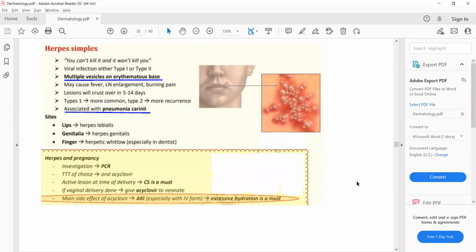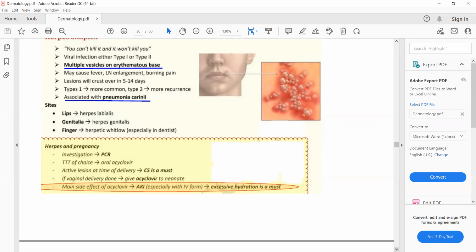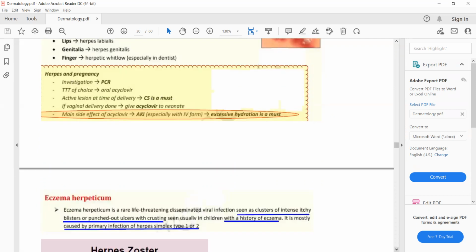So herpes simplex can cause a skin infection that will present to you with multiple vesicles on erythematous base and burning pain. And there will be fever and lymph nodes involved. So systemic signs and symptoms will also be present along with the formation of vesicles. And depending upon the sites of these infections, they can be called herpes labialis, herpes genitalis, and herpetic whitlow. And some points about herpes and pregnancy that we discuss in gynecology and obstetric chapters: oral acyclovir is given, and if there's any active lesion at the time of delivery, a cesarean section is done to prevent the transmission of herpes virus to the baby.